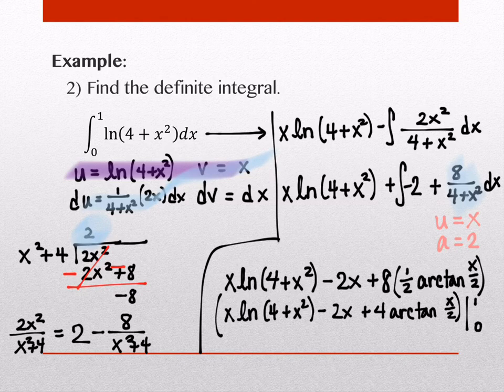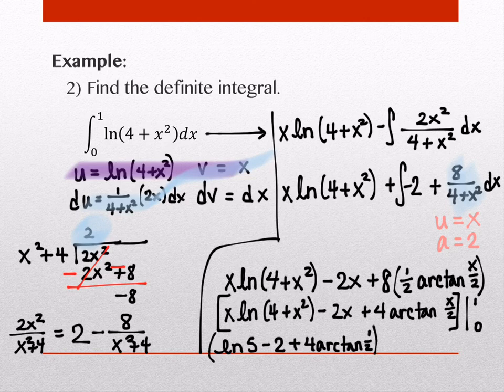All right, so if I evaluate at 1, what does that give me? The natural log of 5, right? Minus 2 plus 4 arctangent of 1/2. That's what I get when I plug in the 1. When I plug in the 0, the first two pieces go away because it's 0 times the natural log and it's 2 times 0. So the only thing I have left is going to be possibly the 4 arctangent of 0, which we need to decide what value that is.